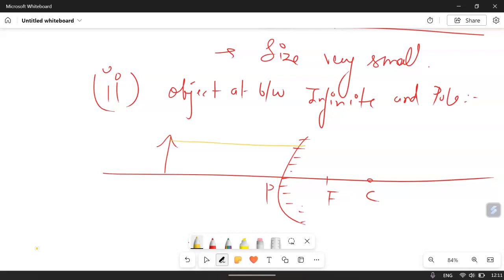So when the light ray strikes parallel, it goes like that, and when you trace it back it will meet at the focus. You can see it is meeting at the focus. Now the second light ray you can pass from the pole. When you pass it from the pole, it will make an equal angle and goes like that. Now you can see these two lines are never meeting each other, so you have to trace it back. When you trace it back it will meet at some point here.